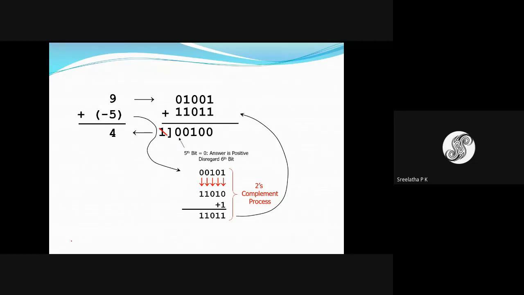So the MSB is 0, that means the answer is a positive value and the value is 4. So it is plus 4. Whatever extra bit you get is discarded.